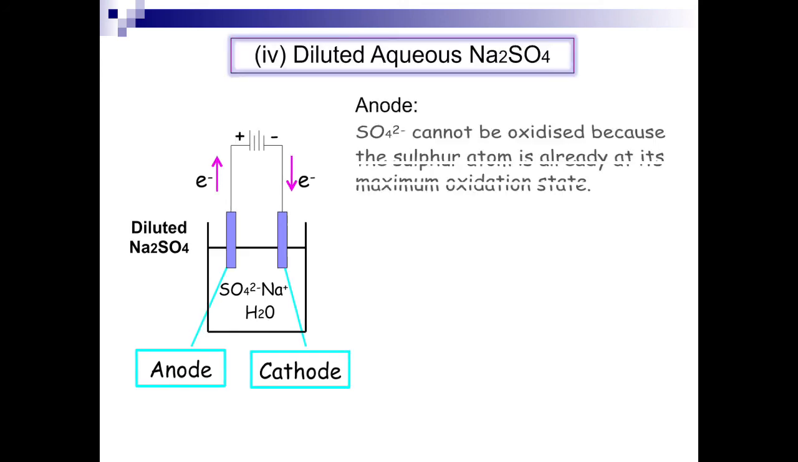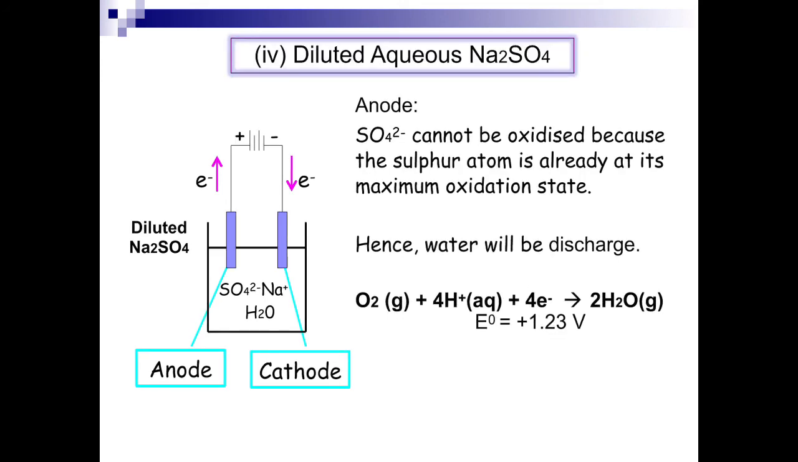While at the anode, the species are SO4 2 minus and water. As we have mentioned before, if you encounter common oxoanions such as SO4 2 minus, we can ignore them because they cannot be oxidized, as the sulfur atom is already at its highest oxidation state. Therefore, at the anode, water will be selected to discharge.